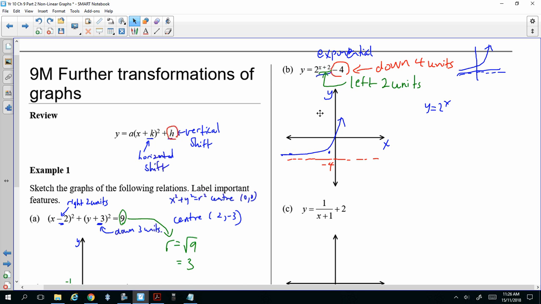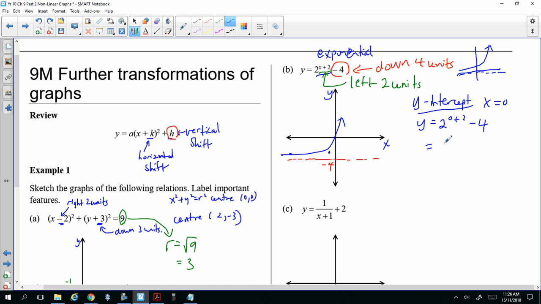Okay, so let me label important information. So you've got the -4, and then we're going to find the y-intercept and the x-intercept. How do you find the y-intercept and x-intercept? You follow the normal procedure. For the y-intercept, that's when x is 0, and you put y equal to 2 to the power 0 plus 2, minus 4. And then you get 2 squared minus 4, which is 0. So it crosses the y-axis at 0.